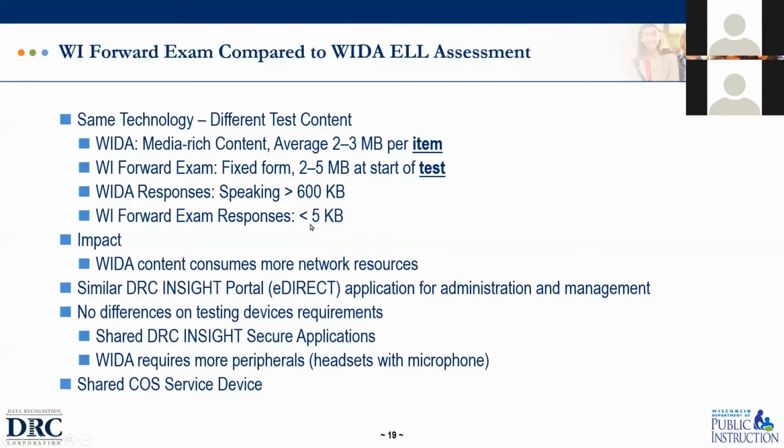The other difference is, from a response standpoint, for most of WIDA and the Wisconsin Forward exam, the responses coming back to DRC are under 5K. The speaking response is generally going to be over 600K. So when the students are taking the speaking test, there's a lot more traffic going over your network connection as students are speaking. So again, the impact between WIDA and the Wisconsin Forward exam is really around the network.